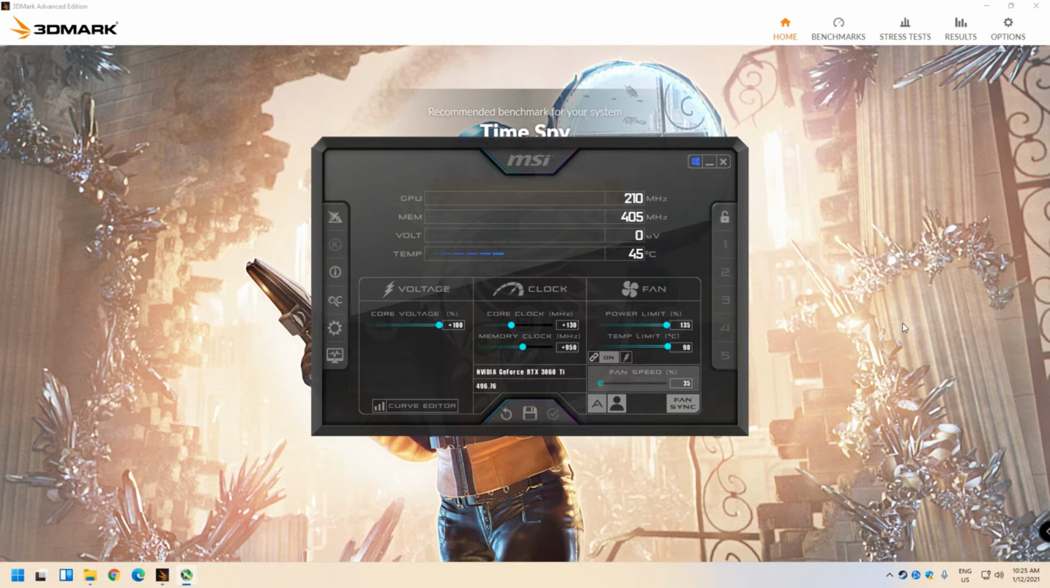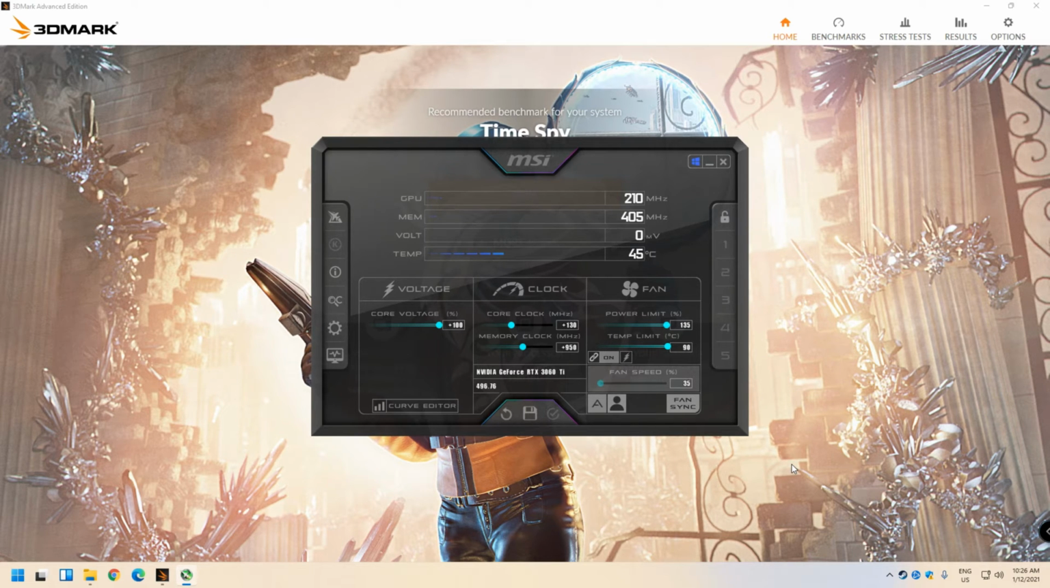So first off, core voltage, I've set that to 100%. I've done a little bit of research into this. Apparently it doesn't really make too much difference, but I just set it on 100. The next thing is the core clock. So I've got that set to plus 130. And then the memory clock, I've got set to plus 950.